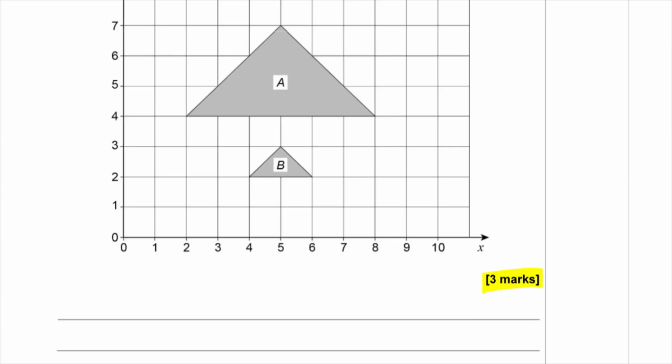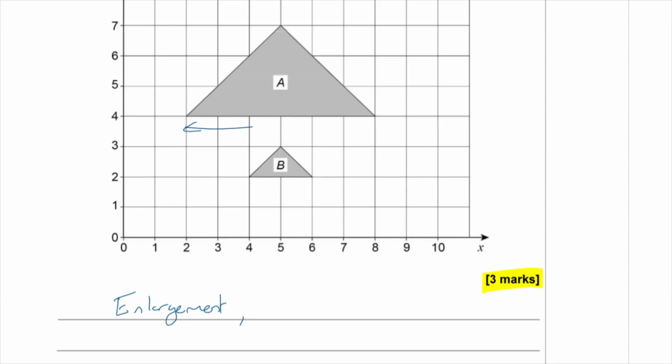Now the first mark you'll get from just writing down the type of transformation, so just writing down the word enlargement will get us the first mark. The next 2 pieces of information are for the marks for the scale factor and for the center of enlargement. Now to work out the scale factor, you just need to find 2 similar sides, or 2 matching sides on your shape, and then divide one by the other.